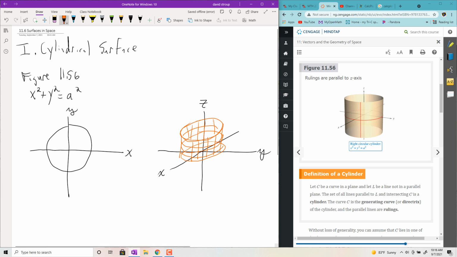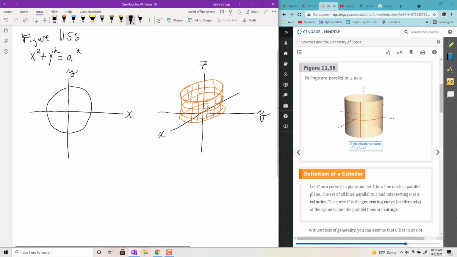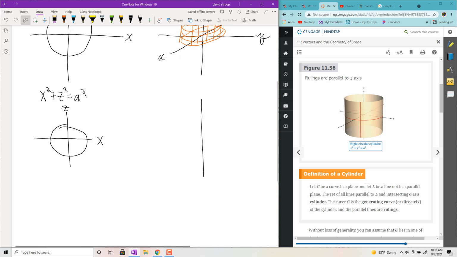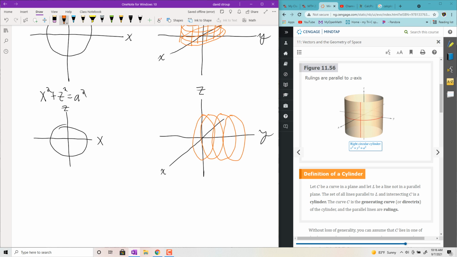Okay, and I mean, that's the same in any direction you want to go. So if you have x squared plus z squared equals a squared, your trace is in the xz plane then, and you would have your circle there. So let's draw the x, y, z axes here. You have x, y, and z. So this time the circle is in the xz plane, so kind of like this. And then to get the picture, you just move that circle in the y direction like this, and you would have your resulting figure like this.